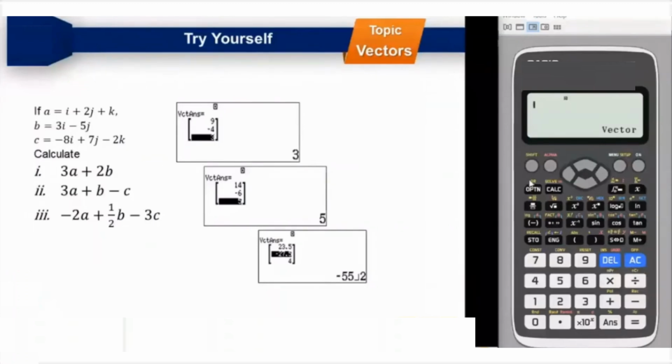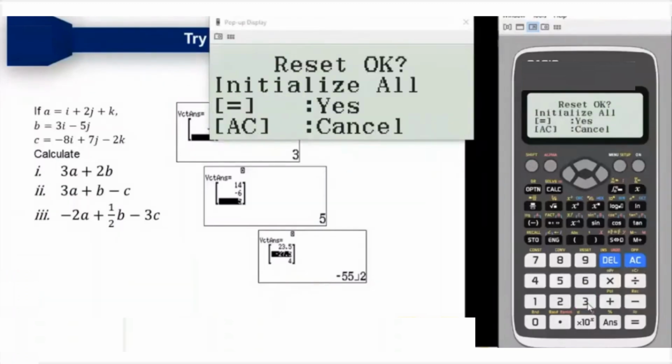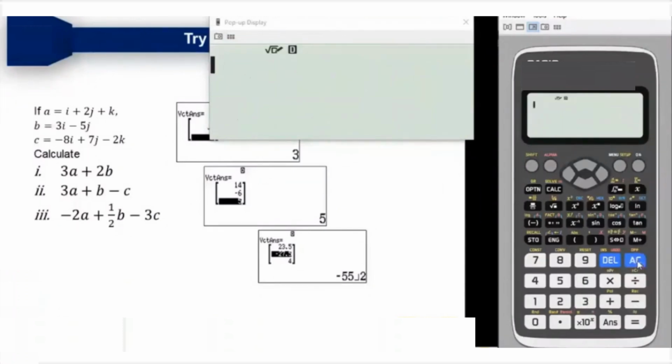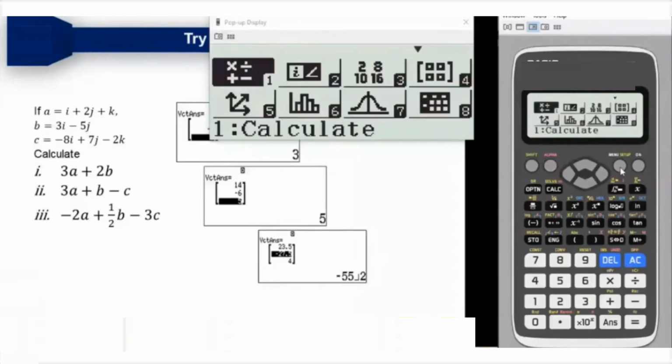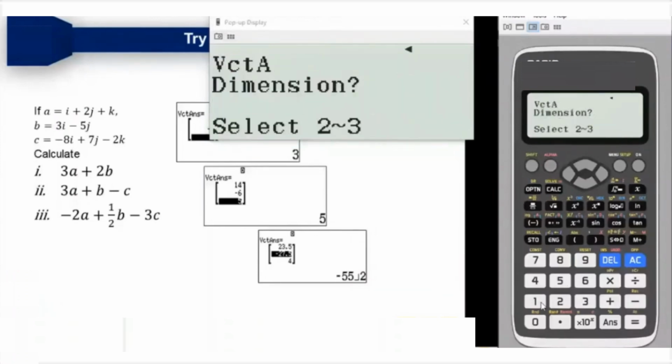So what I'll do is, I'll first press shift 9 3 and I will initialize all, and all the memories of the calculator are now gone. I will press menu and 5 to enter into the vector mode. And now I will start defining the vectors. I will press 1 and define vector A. And please realize vector A is I, J, K, which means it's a three-dimensional vector.